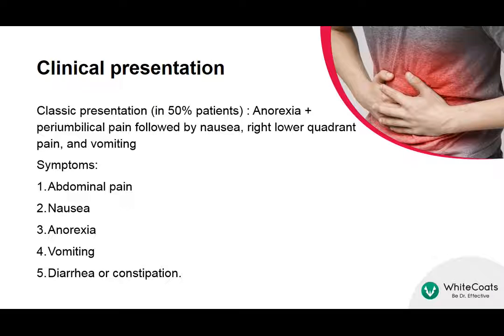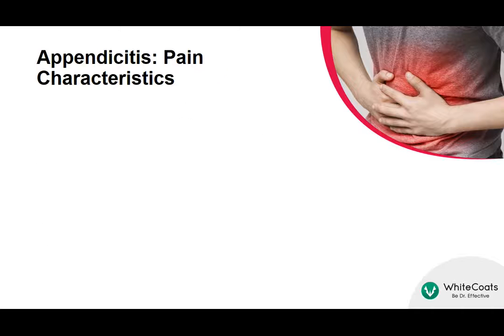The clinical presentation of appendicitis is quite inconsistent. Only 50% of the patients present with the classic history of anorexia and periumbilical pain followed by nausea, right lower quadrant, RLQ, pain, and vomiting. Other common features include abdominal pain, nausea, anorexia, vomiting, diarrhea or constipation.